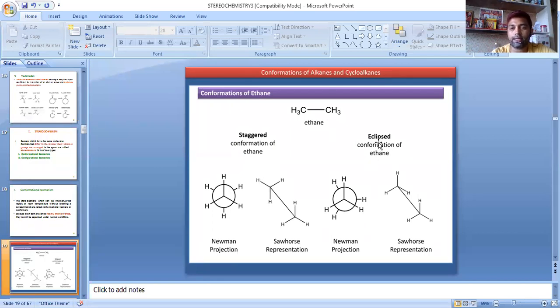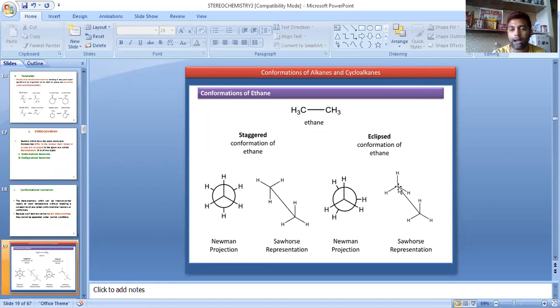Now this one is the eclipsed conformation. In the eclipsed conformation, the first one is the Newman projection. See this Newman projection: between the atoms on the front carbon and the atoms on the back carbon, the dihedral angle is 0. When the dihedral angle is 0, it is known as the eclipsed conformation.